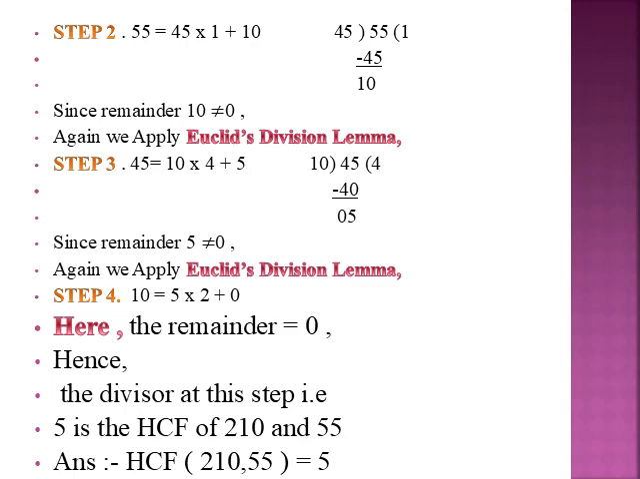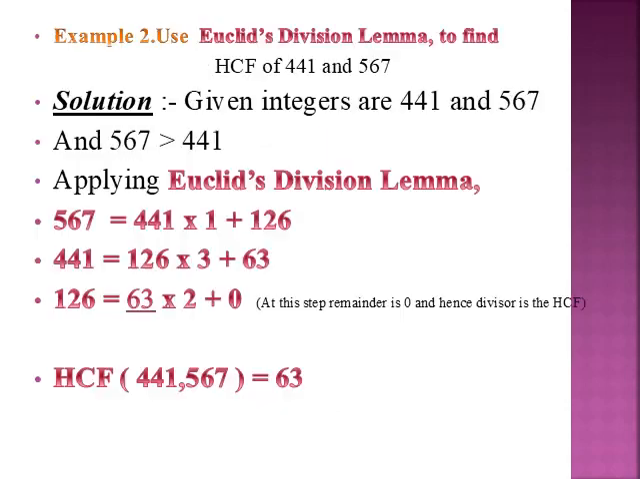So this is stepwise. Now see how to write it the proper way. So here you have to find out the HCF of 441 and 567. So again here 567 is greater than 441. So we apply Euclid division lemma. So in the first step, 567 equals 441 multiplied by 1 plus 126, means 126 is the remainder when you divide these two numbers. Now in the next step you have to divide 441 by 126, means by the remainder of the previous step. So that gives you the quotient as 3 and the remainder is 63 in the second step.